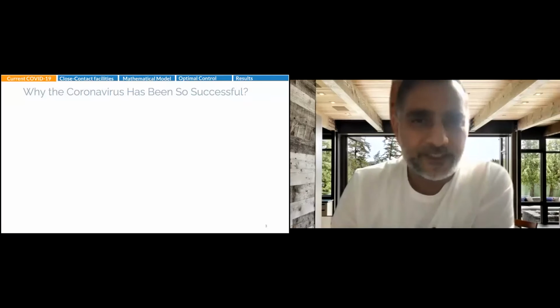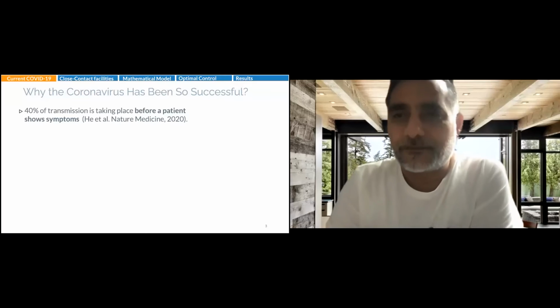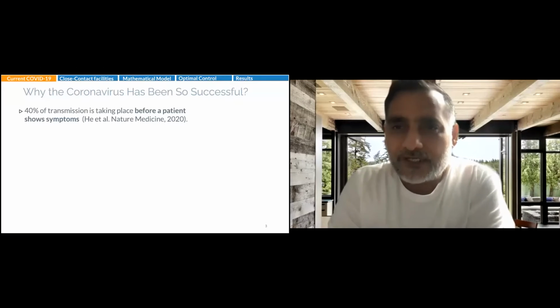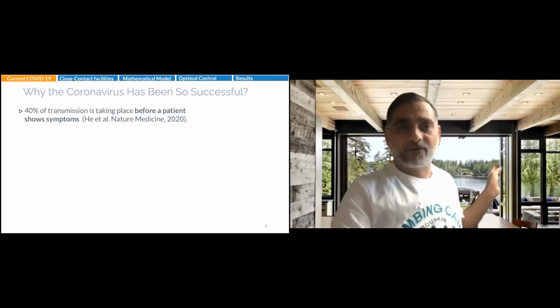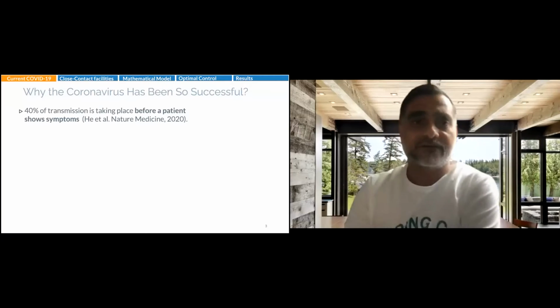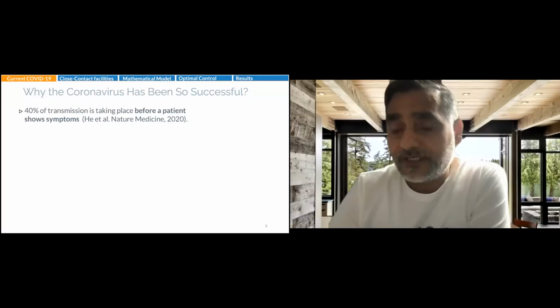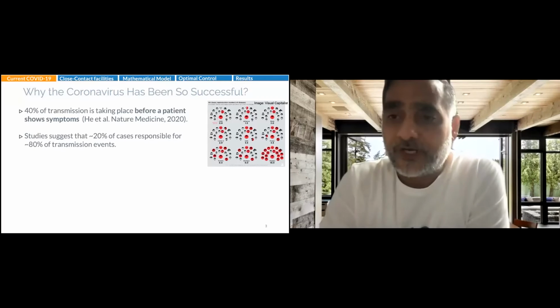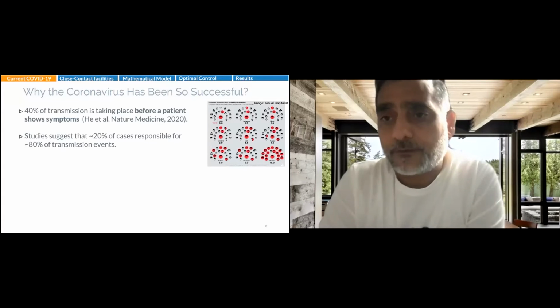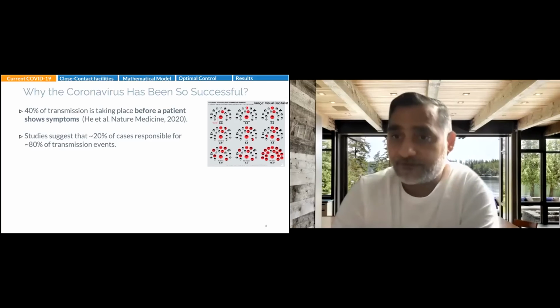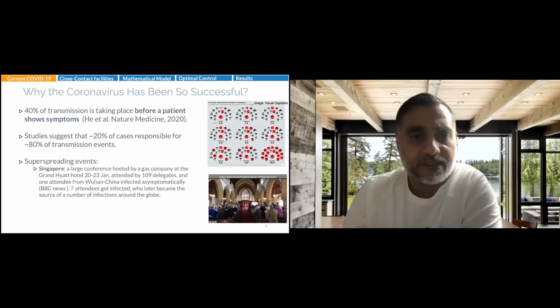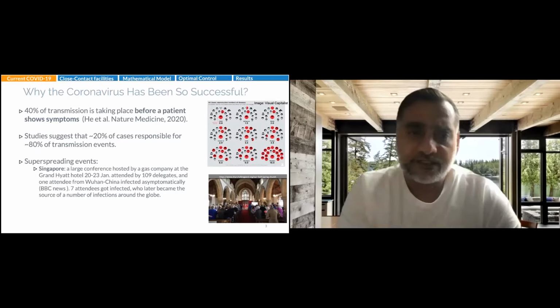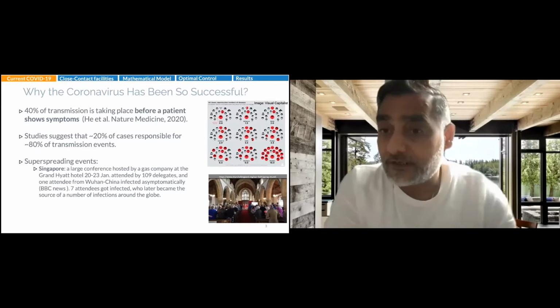Before we go, you may know many of these things, but it is very important to discuss what builds upon the topic that I'm talking about. Why has coronavirus been successful? Well, 40% of the transmission is before the patient actually shows symptoms. That is very critical, and that's why it has been successful, unlike many other outbreaks in the past. Also, 20% of the people are responsible for 80% of the transmission. So very few are responsible for most of the infection. And this last point is very critical for super spreading events that have been observed again and again.